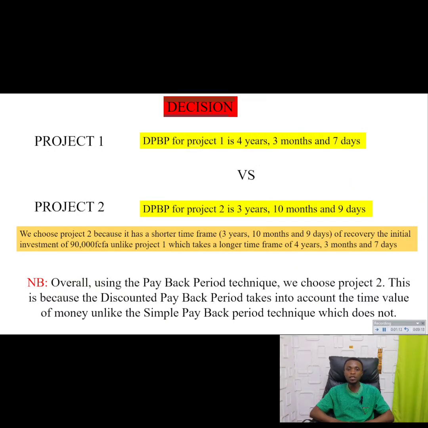Now because the discounted payback period takes into account the time value of money, we are going to consider it as our main technique for calculating the payback period. So overall, comparing the discounted payback period and the simple payback period, we say the discounted payback period is more accurate. So overall, using the payback period technique, we choose project 2. This is because the discounted payback period takes into account the time value of money, unlike the simple payback period technique, which does not.